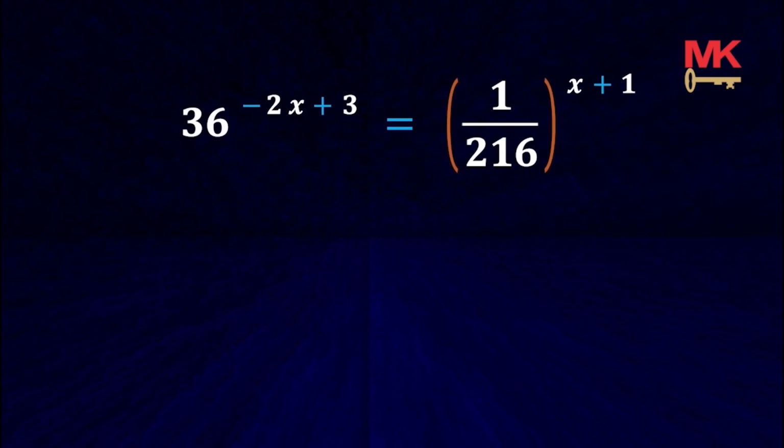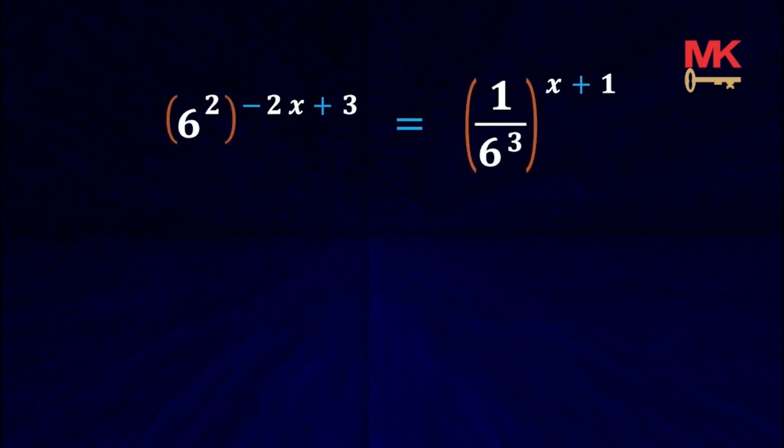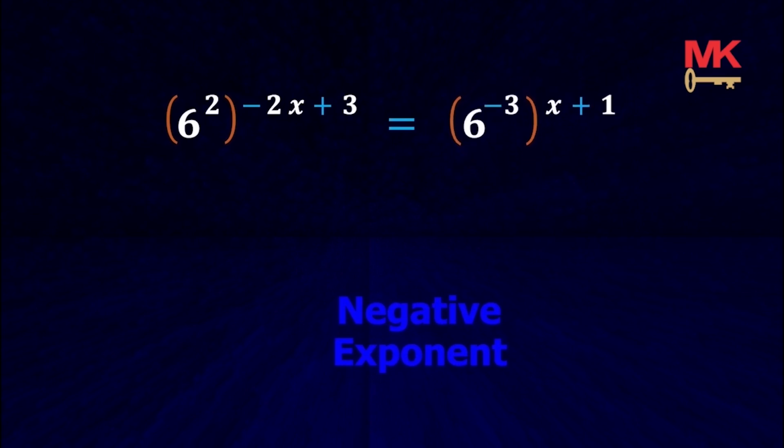Welcome back. Let's check what your result is. 36 and 216 can both be written in powers of 6. Since 36 is also 6 to the second power and 216 is 6 to the third power, we replace each of them with their respective value. At the right-hand side, we apply the law of negative exponent to 1 divided by 6 to the third power in the bracket to have 6 to negative exponent 3.